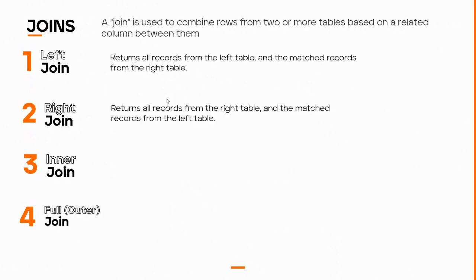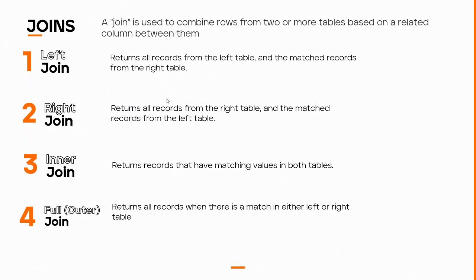Then we have a right join. A right join is entirely opposite of a left join. You return everything that's in the right table, but only matching records from the left table, which is the first table in this case. Inner join will return all the common records in both tables. So any record has to exist in both tables, otherwise it will not be returned. It only returns the common values that are in both tables.